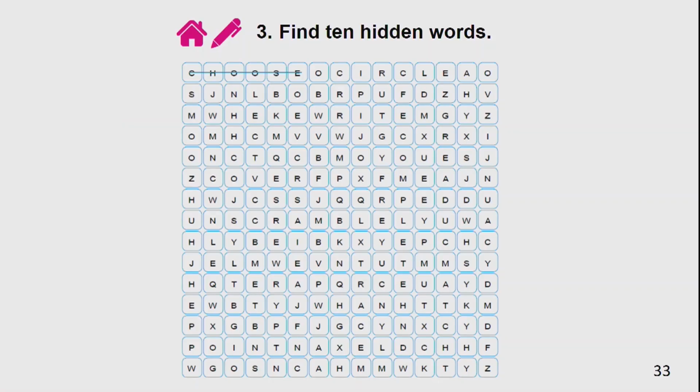Good job, guys. And now it's time for your homework. Look at exercise 3, page 33. There are 10 instructions hidden in the word search. Find these 10 words and circle them. For example, choose.